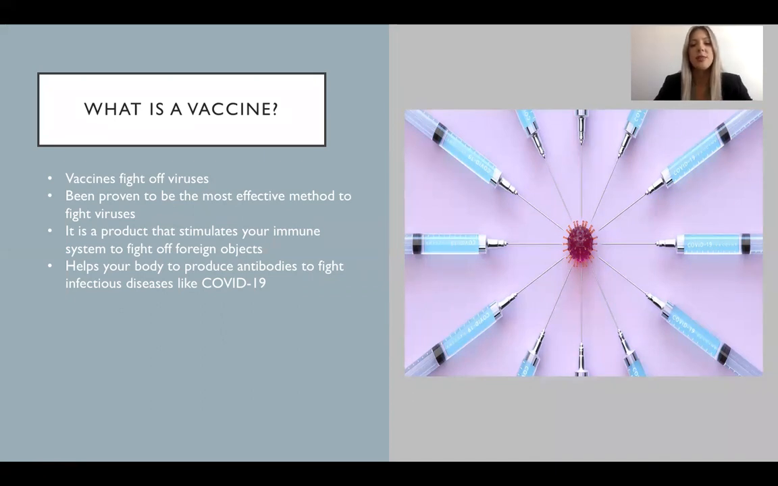It is important to note that vaccines fight off viruses, which are a kind of pathogen. A pathogen is an organism that can produce a disease. Vaccines have been proven to be the most effective method to fight a virus.